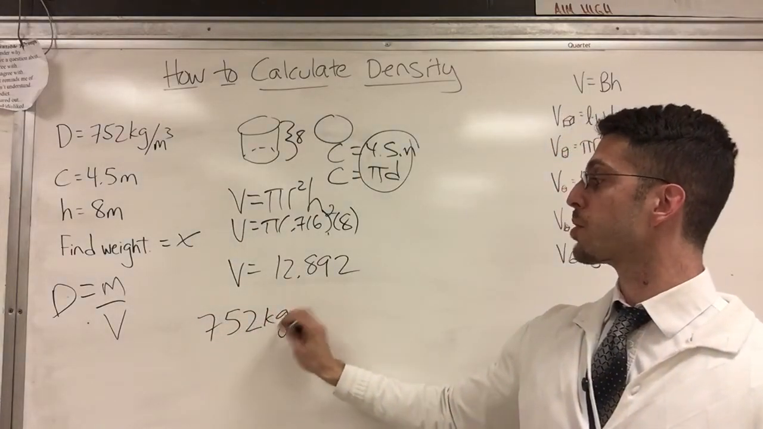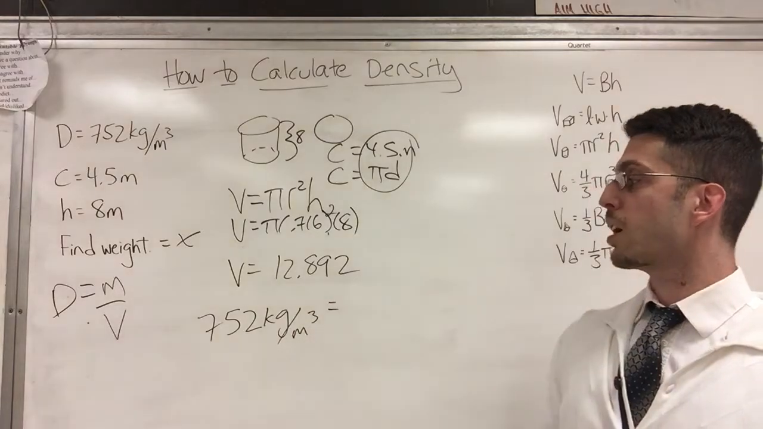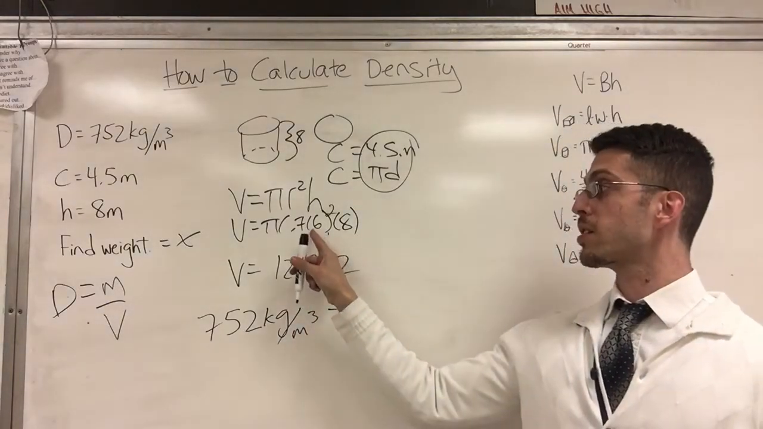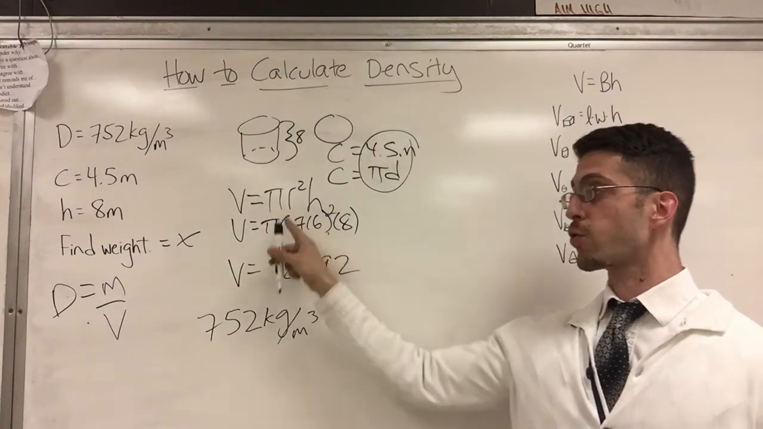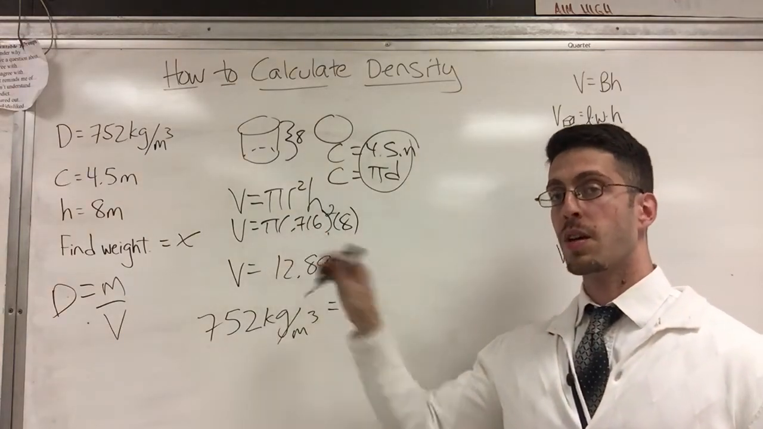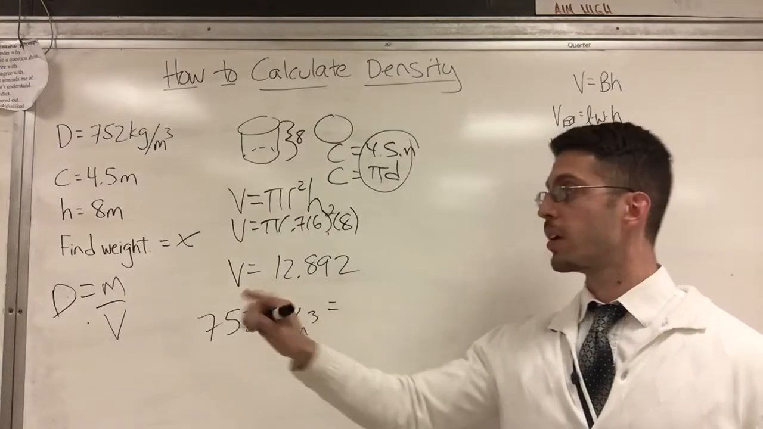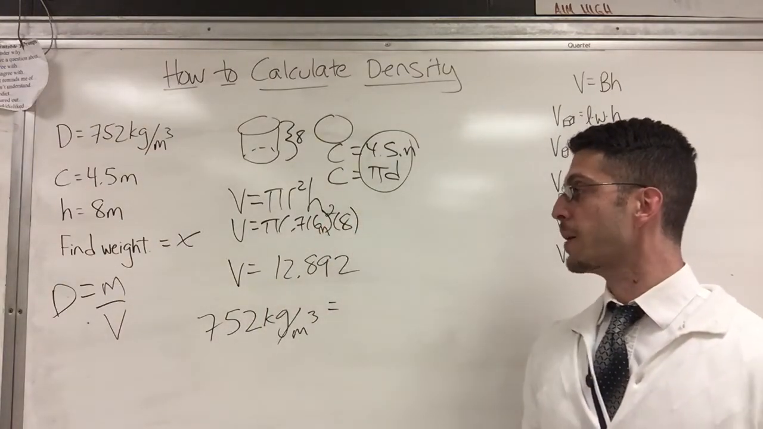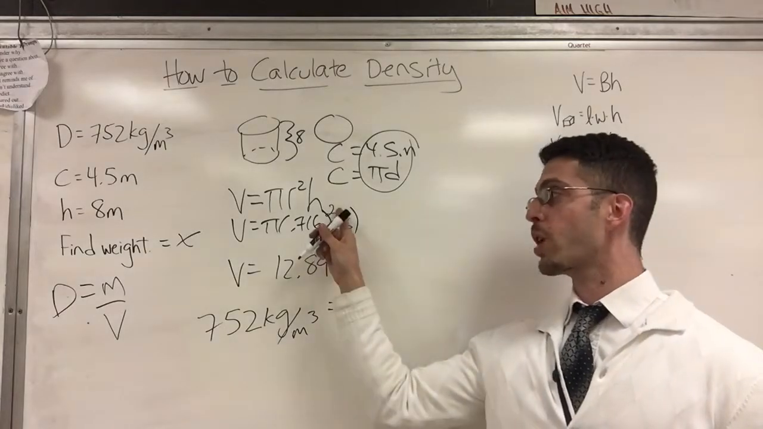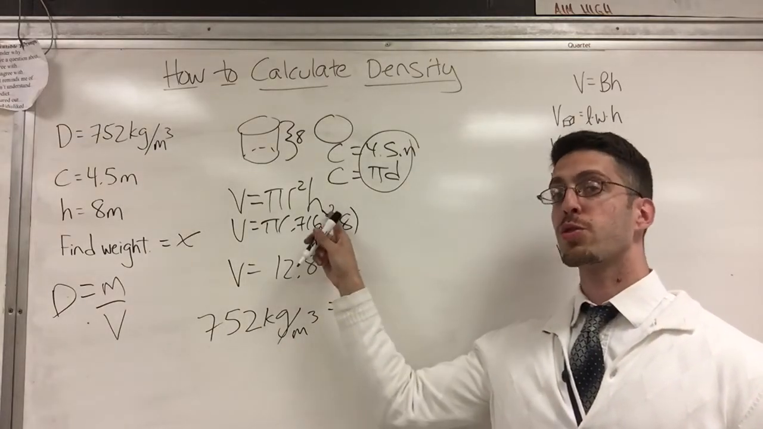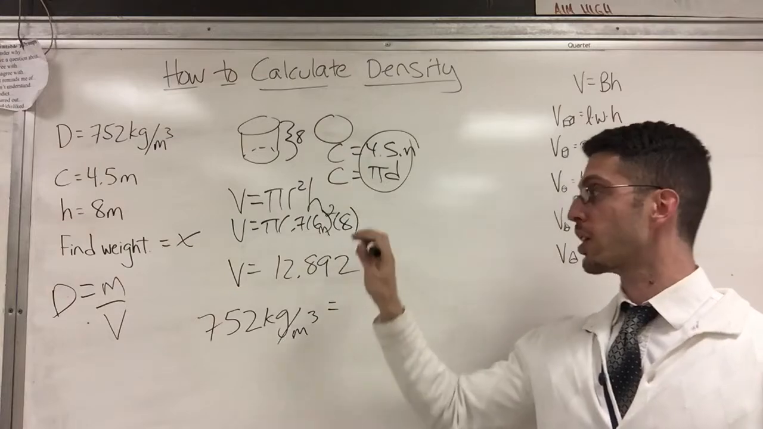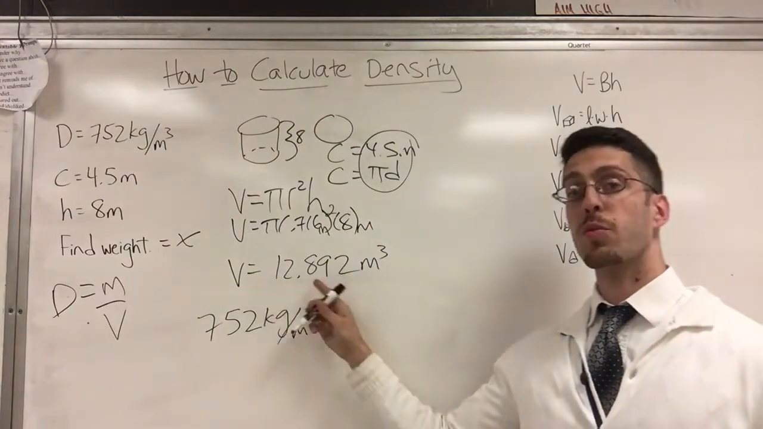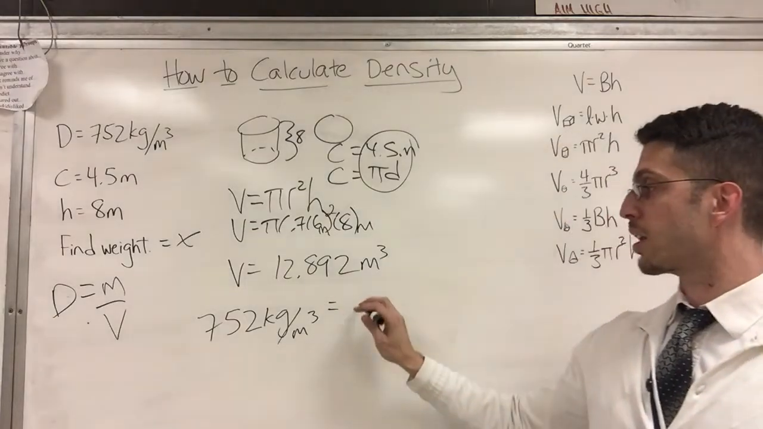752 kilograms per meter cubed equals, oh, you should know this is meters cubed, because this radius is in meters. Radius is a one-dimensional length, but when I square it, it becomes two-dimensional. So that's meters squared. The 8 is also a one-dimensional length, meters. So meters squared times meters is meters cubed. My volume is in meters cubed. So let me plug that in.